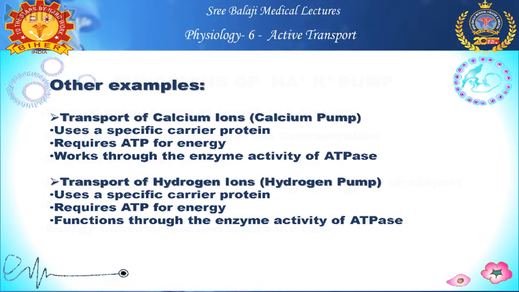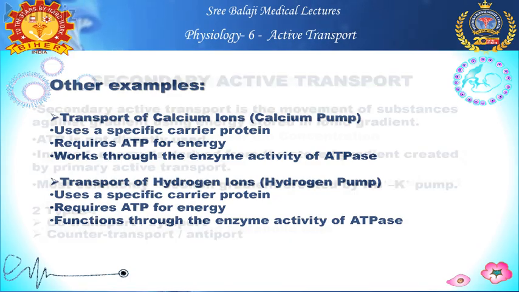In the parietal cells of the gastric glands, hydrogen pumps help in the formation of HCl. This acid is essential for the digestion and activation of enzymes like pepsin. In the kidney, in the distal convoluted tubule and collecting duct, hydrogen pumps secrete hydrogen ion from the blood into the urine. This helps in maintaining acid-base balance of the body.